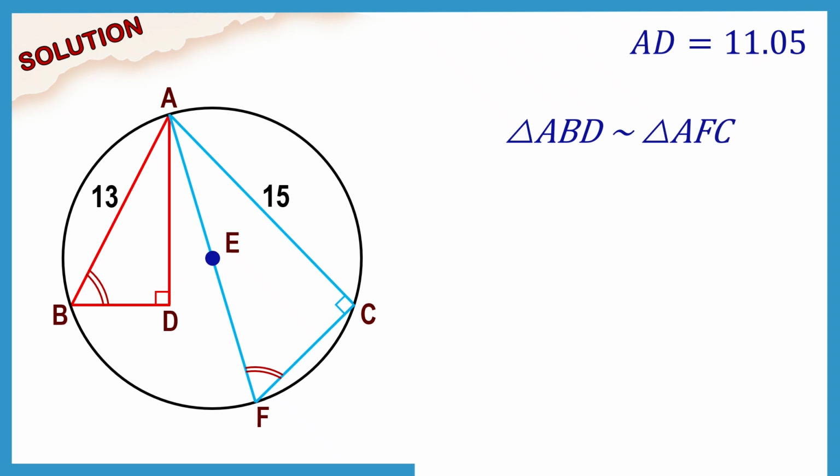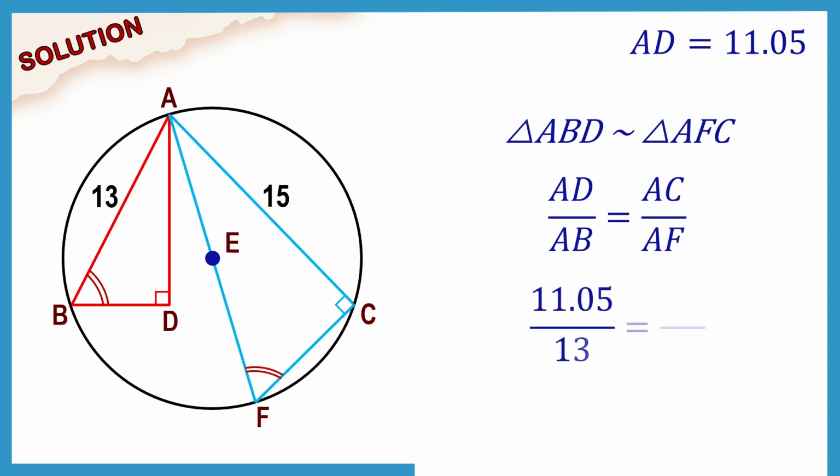Using similar triangles, AD corresponds to AC and AB corresponds to AF. Therefore, AD over AB equals AC over AF. Substituting the known values. Therefore, AF is approximately 17.647 units. So, we have found the diameter.